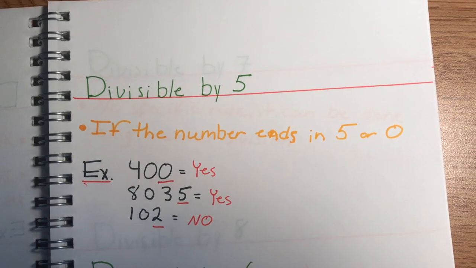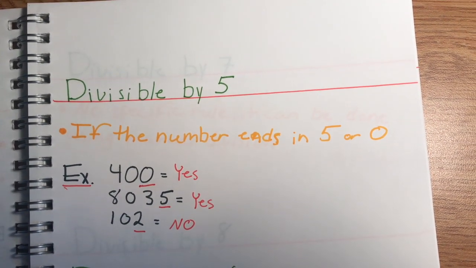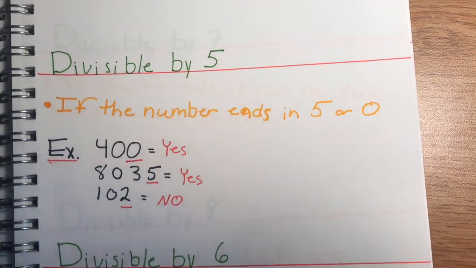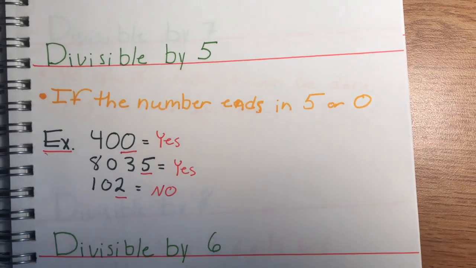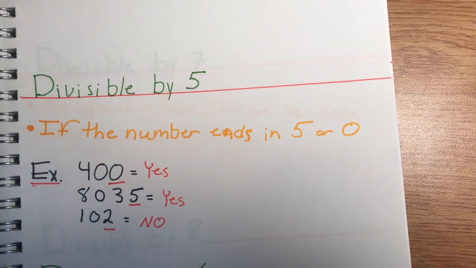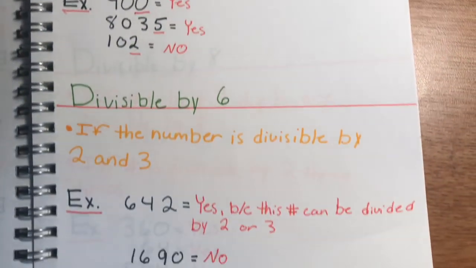Divisible by 5. If the number ends in 5 or 0. For example, 400 works because the last digit is a 0. 835 works because the last digit is a 5. 102 does not work because the last digit is a 2.